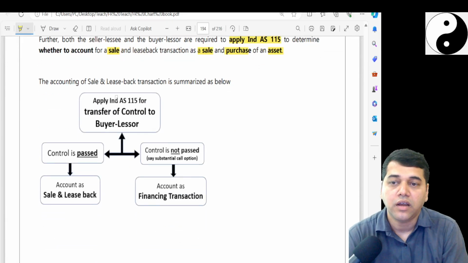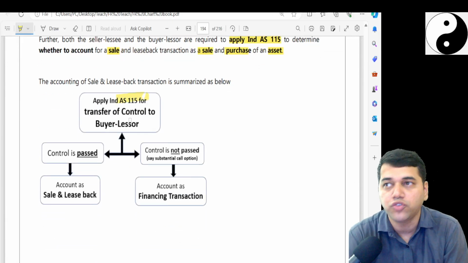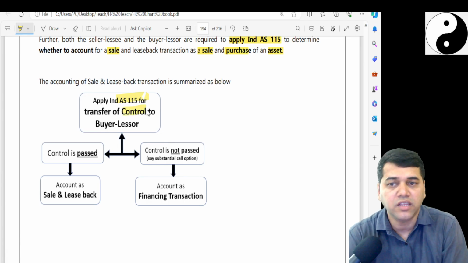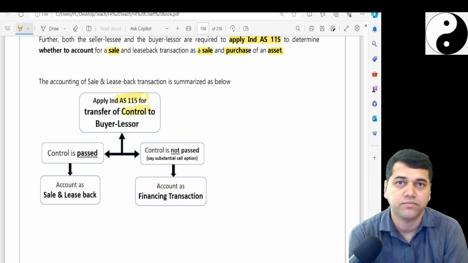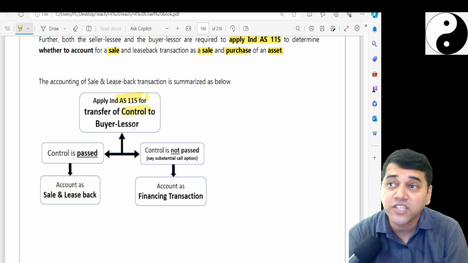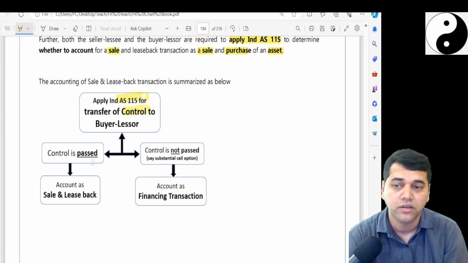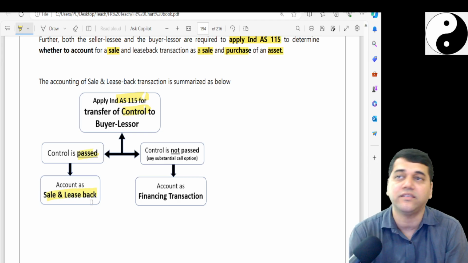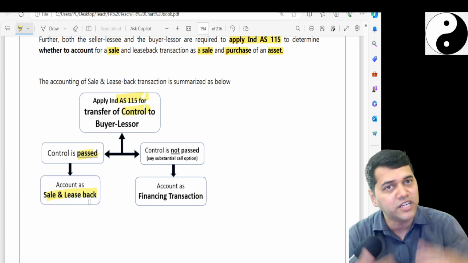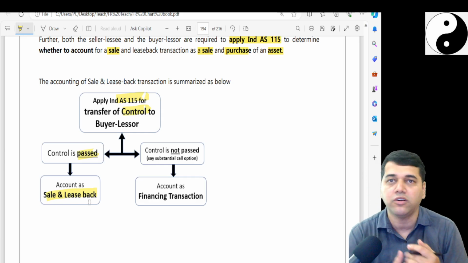Now, as per 15, what we need to check is only one thing: whether the control has passed or not. Now, what is the test for passing of control? Not relevant right now. We will discuss in 15. If the control is really passed, then you should account for it as a sale and leaseback. That means it is a genuine transaction. You have really transferred the asset and you have taken it back on lease.